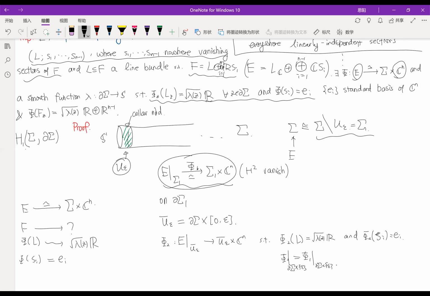Then we can glue them together and obtain a continuous, and then a smooth, trivialization of E so that it coincides on this boundary. And for any boundary, we do the same thing: take a collar neighborhood and then deform it.